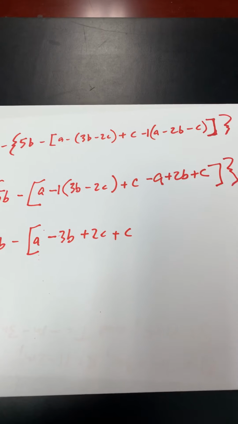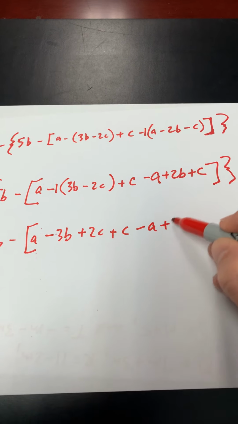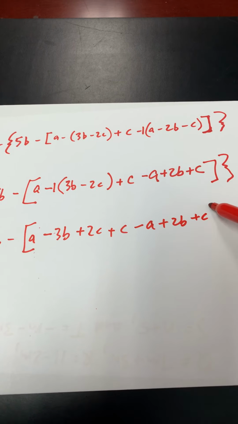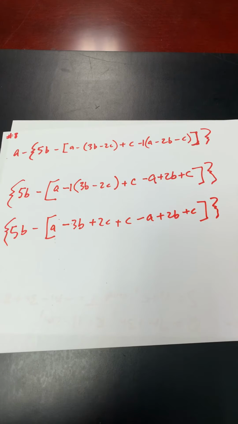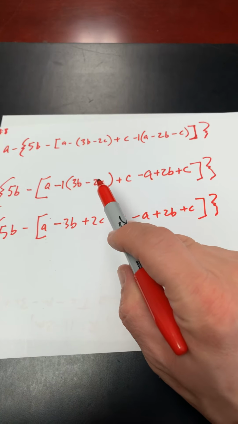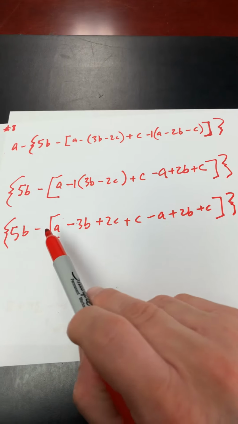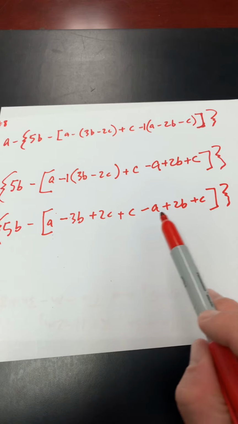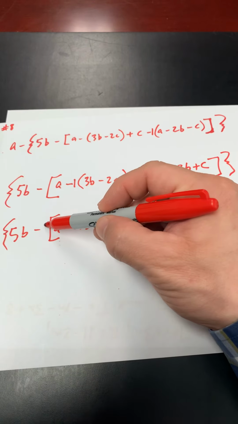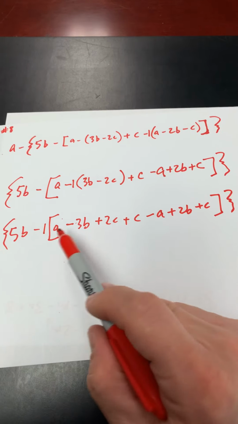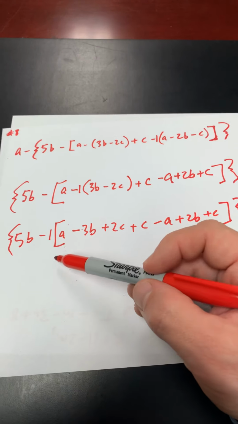Okay, sorry. Continuing on here. Minus a plus 2b plus c. So we're just progressively removing the grouping symbols, starting from the inside and working our way out. Okay, now we need to distribute. Before you start combining these like terms, we need to distribute, because all of this is still inside this. So let's rewrite it.